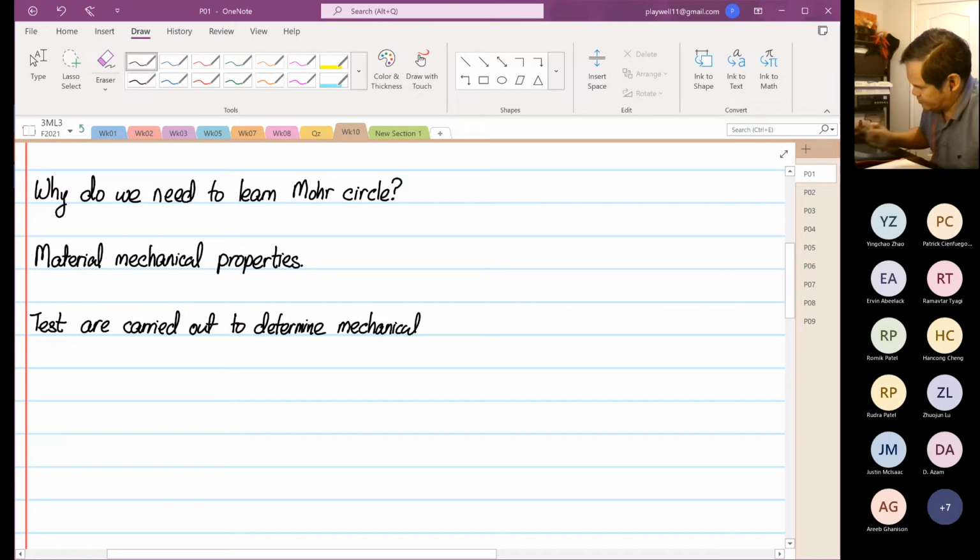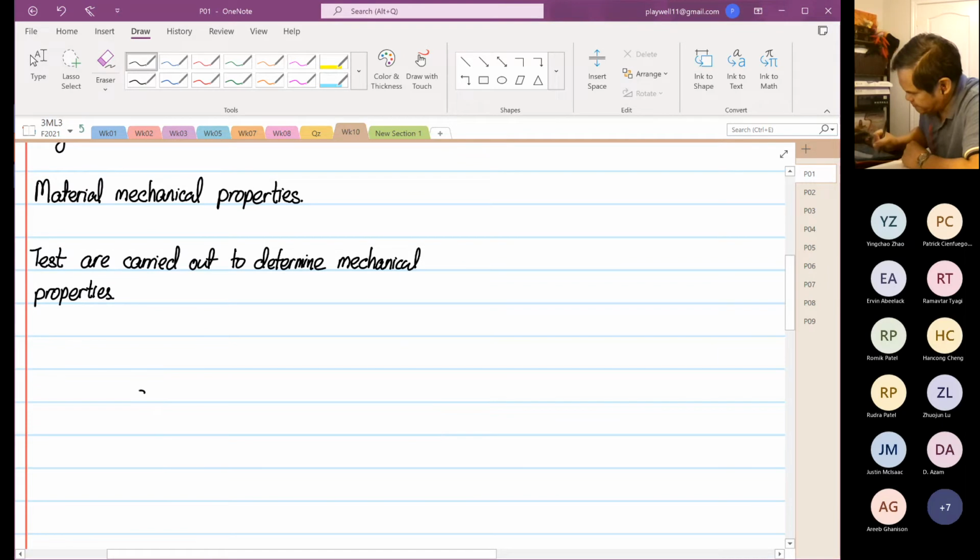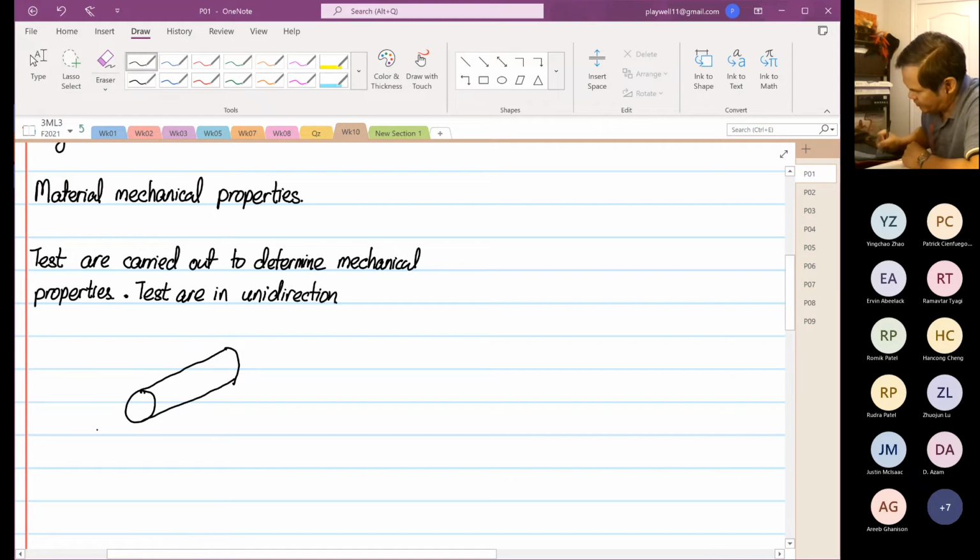But all these tests, or most of these tests, are tested in one direction only. So this is the specimen. The tests are unidirectional. So what do I mean by unidirectional? They can carry out tests in tension, which is most common.